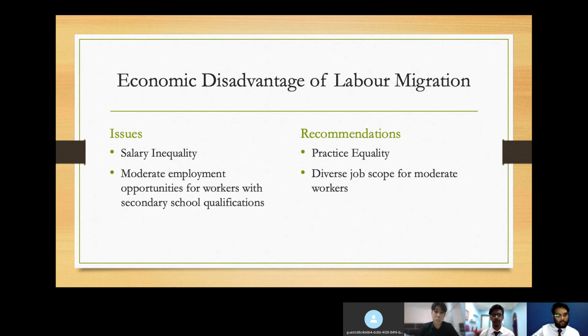Last but not least, moderate employment opportunities for workers with secondary school qualifications. Labor with low credentials is more likely to be unemployed due to the intense competition from immigrants. Since every boss wants a competent employee, it might cause non-competent labor to lose their jobs. Hence, the company may diversify the job scope and allow workers with low qualifications to work. By practicing this, not only will the productivity level increase, but the overall unemployment rate in the country will also decrease. And I'll pass the next slide to Tinish.